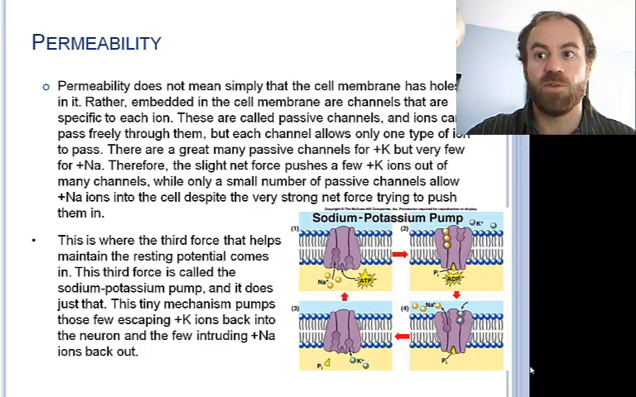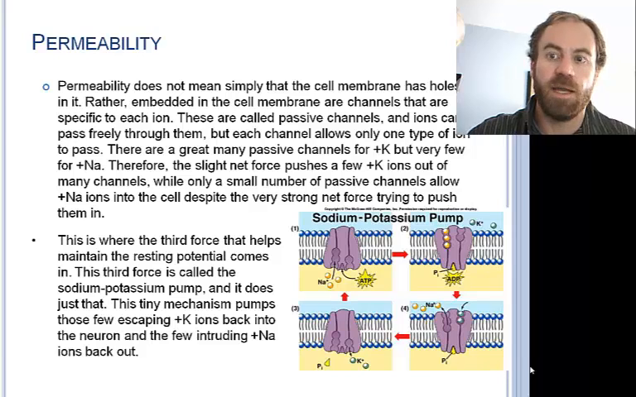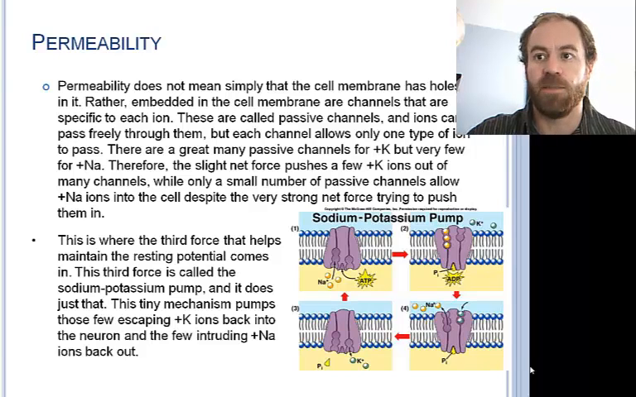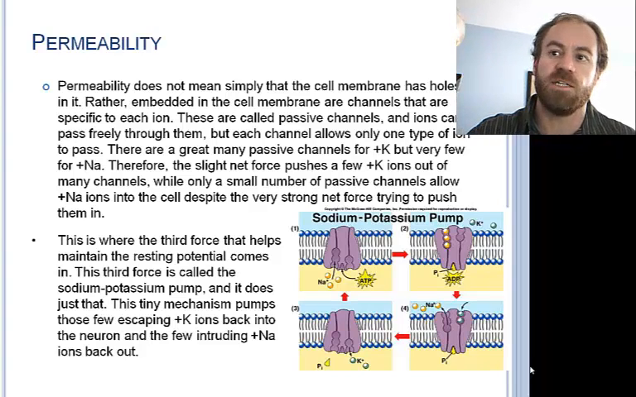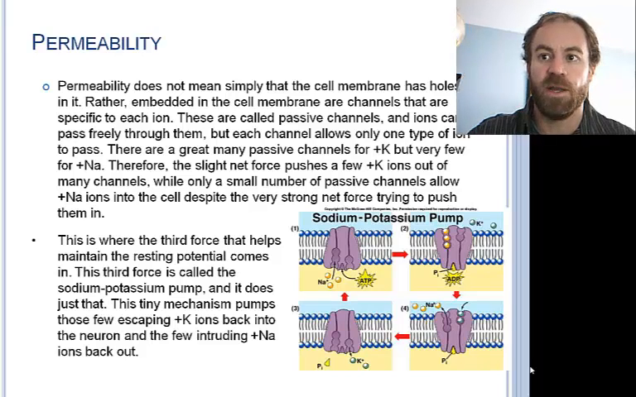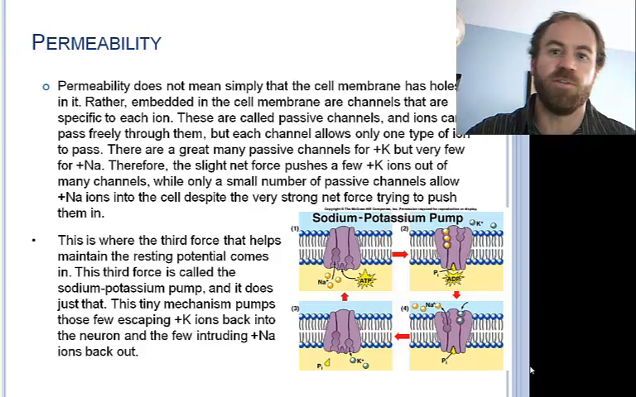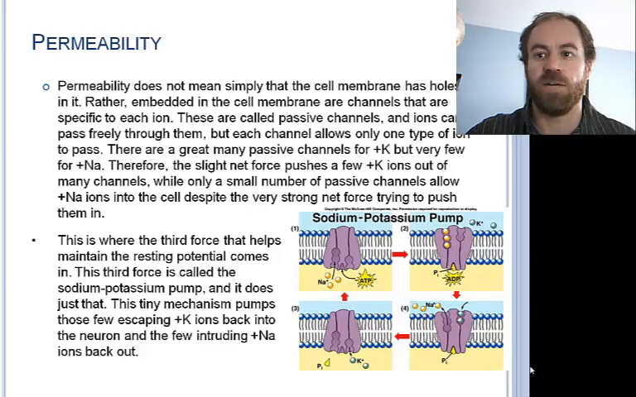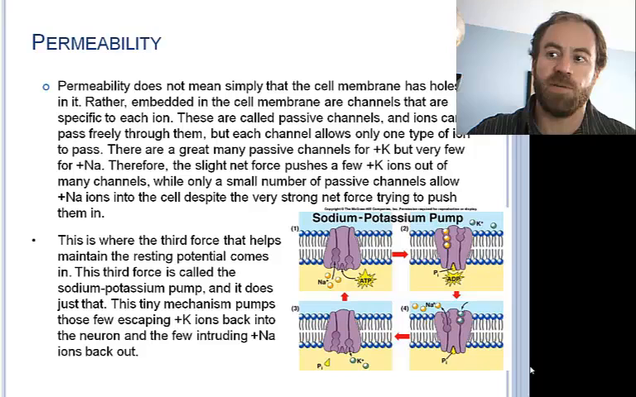This is where the third force that helps maintain resting potential comes into play. This third force is the sodium-potassium pump, and it does exactly that. This little mechanism, which is a protein, pumps those escaping potassium ions back into the neuron, and it pushes out the few sodium ions that have managed to get through those passive channels, pushing them back out. This maintains the neuron at a resting potential charge of about negative 70 millivolts.